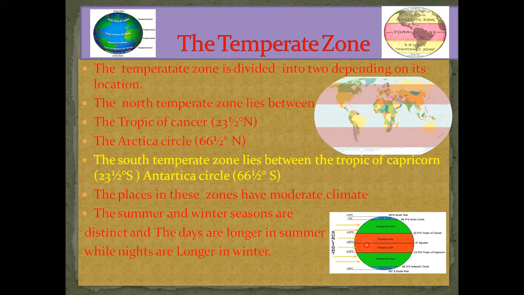See, this orange colour part is the torrid zone. The green colour part is the temperate zone, and the blue colour part is the frigid zone. These are the sun rays. The temperate zone receives high sunlight compared to the frigid zone. So it is a moderate climate.